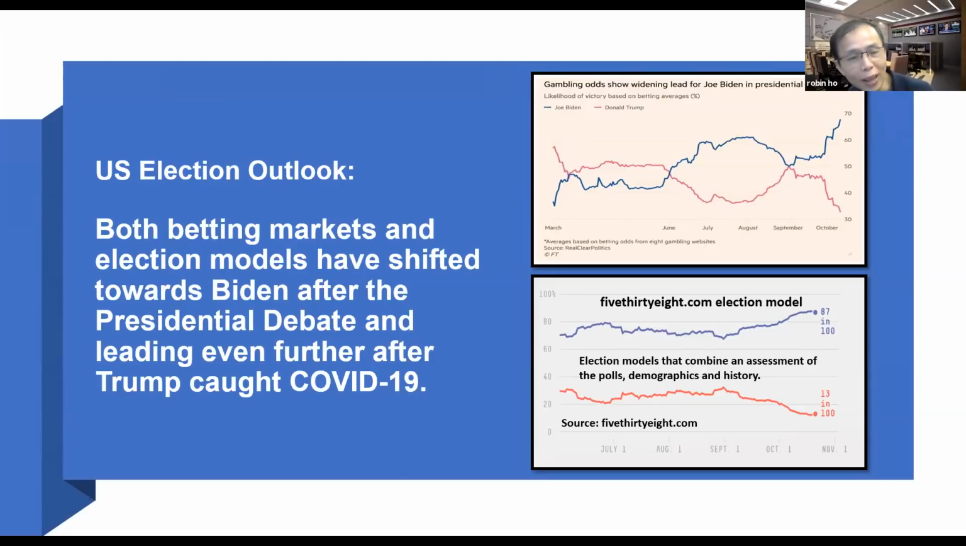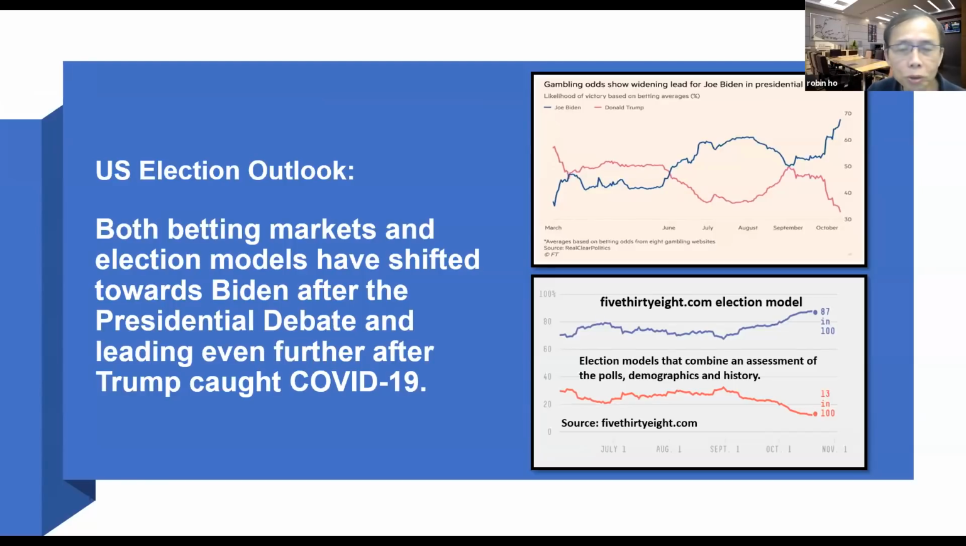Gambling odds are accurate because people are putting their real money on it. For example, if I'm putting my real money on Biden, and people go to betting shops and put their money there, a lot of people are betting in this race. When you put your money where your mouth is, it is a more reliable sort of outlook.